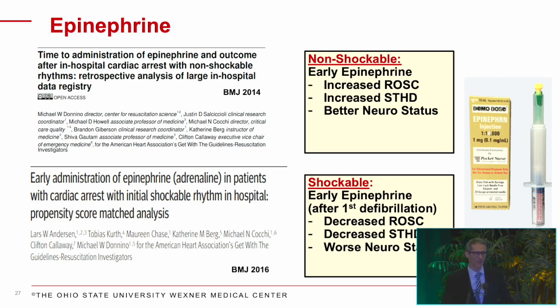So what about epinephrine? So for non-shockable rhythms, epinephrine, as we all know, is important. And yes, for non-shockable rhythms, early epinephrine does increase return of circulation, improve survival to hospital discharge, and leads to a better neurologic outcome. Again, in shockable rhythms, actually early epi did not show that. So if somebody has a shockable rhythm, shocking them is the solution, and if you give epi a little bit later, that's okay.